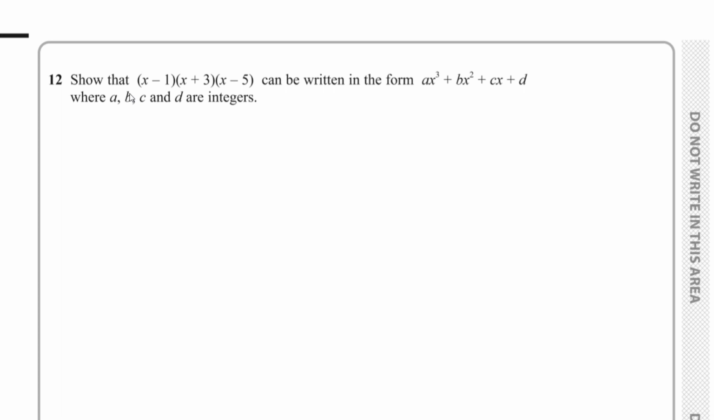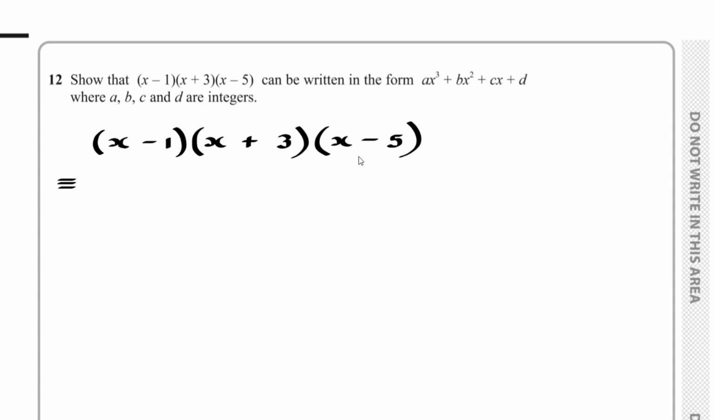Question number 12, we have to show that x subtract 1 multiplied by x plus 3 multiplied by x subtract 5 can be written in the form ax cubed plus bx squared plus cx plus d, where a, b and c are integers. Well, we've got x subtract 1 times x plus 3 times x subtract 5. And what this will be equivalent to, well, I've got this x subtract 1, and then I'm multiplying this by x plus 3 times x subtract 5.